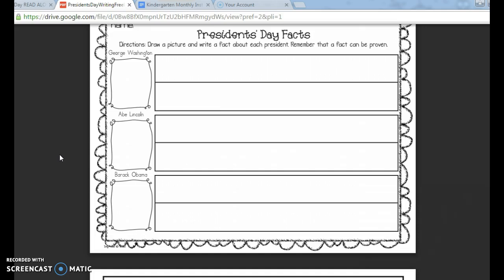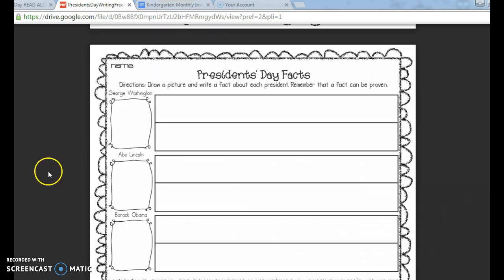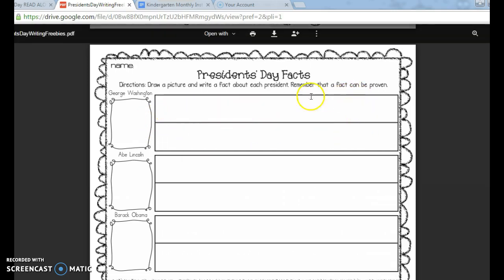This is another page of President's Day facts. Over here, you have the president's name listed, George Washington. And here's a little box where you can draw a picture of that president. So it's George Washington, Abe Lincoln, and Barack Obama, our current president. So you can draw their picture here, and then you'll write a fact about them in the space provided.